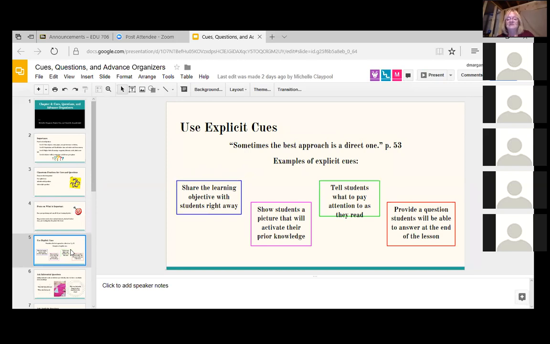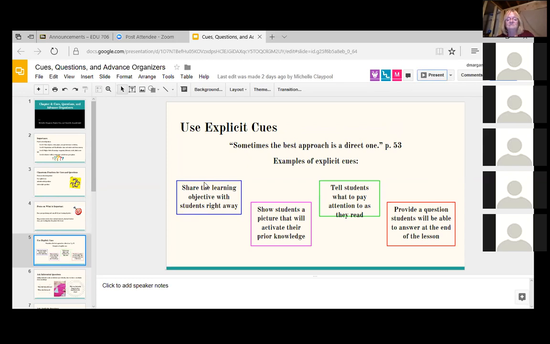So the next one talks about using explicit cues. Cues are like prompts rather than questions for students to get them started on thinking about a certain topic. And on page 53, I thought it was really important. It said sometimes the best approach is a direct one. So one example the book gave was sharing the learning objective with students right away. There's no need to keep it a secret what they're going to learn. Tell them right away what they're going to be able to do at the end of this unit or this day, and they already know where they're going.